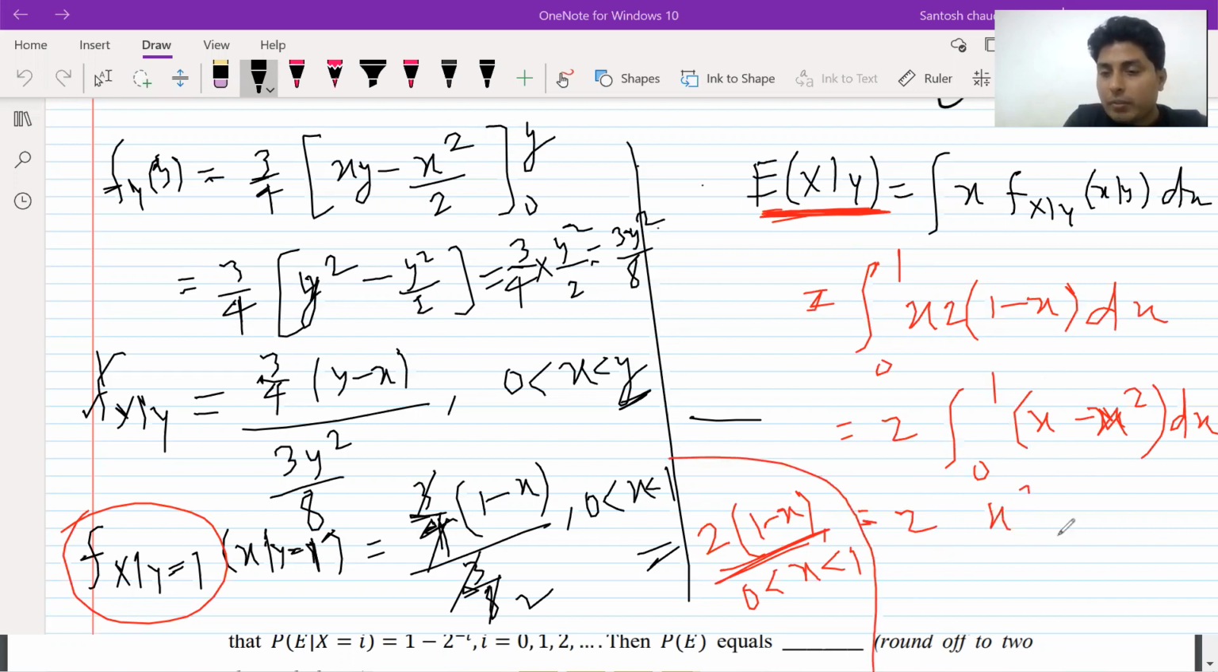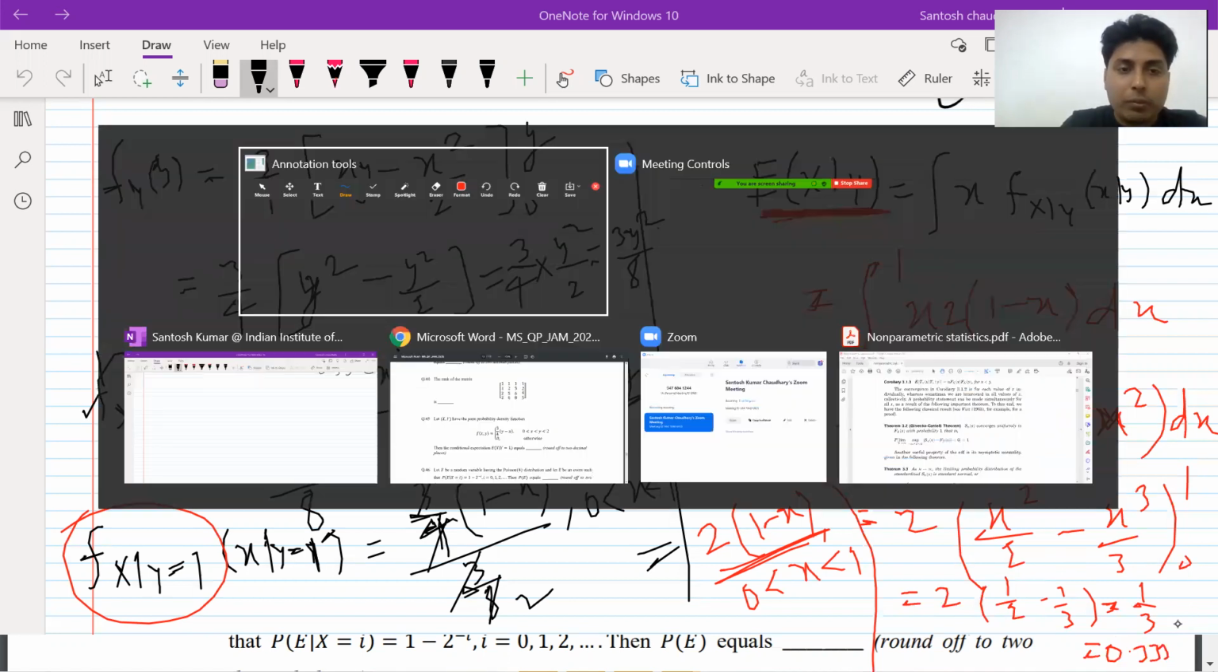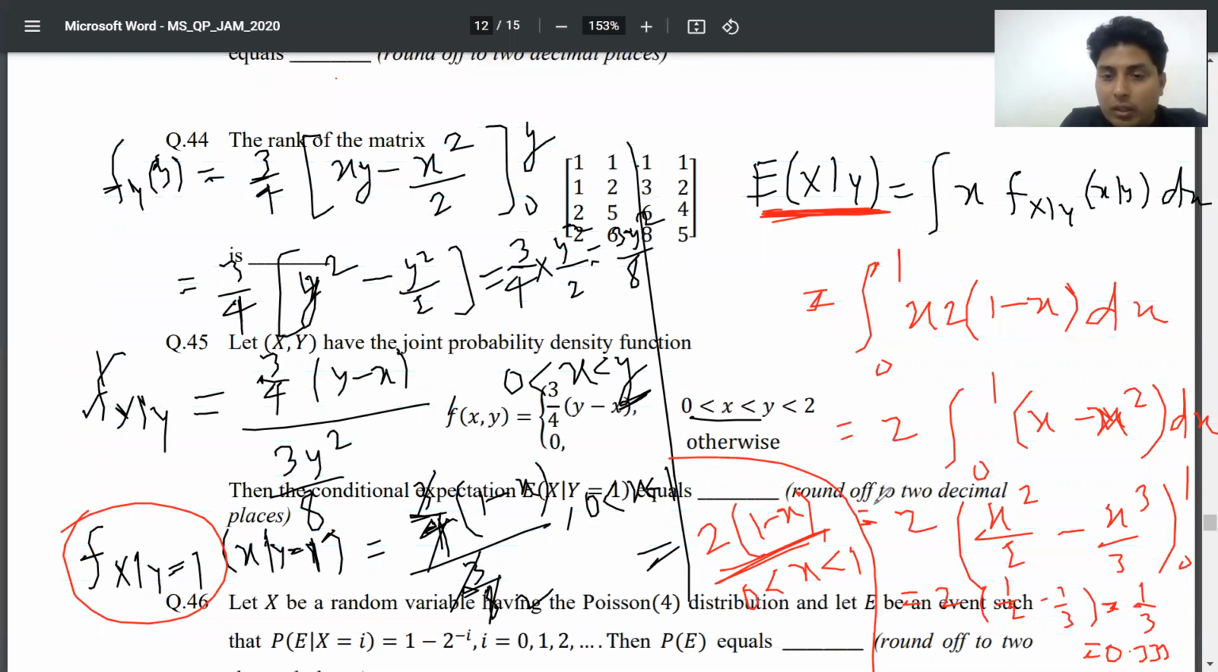So with the 2 outside, x has integration x square by 2, and x square has x cube by 3. Limit would be 0 to 1. So 2 times (1 by 2 minus 1 by 3), that is 2 into 1 by 6, so it's 1 by 3. So the answer is 0.333. We have to see what they want. They were asking to round up to 2 decimal places, so you can write 0.33. That's correct. 0.34 will also be correct. 0.33 you can write here.